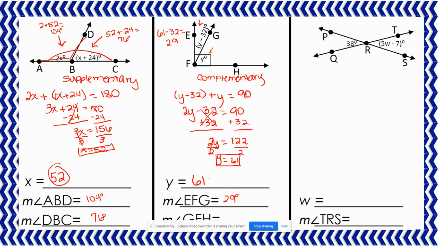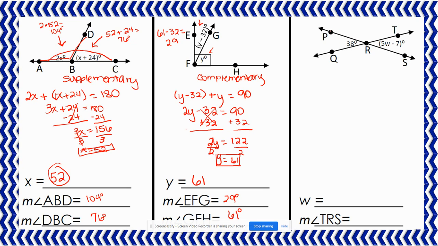Now I can also use this to find the measure of angle GFH. I know that GFH is actually equal to y. And since I already found y, I know that they're the same thing, so this angle is 61 degrees.